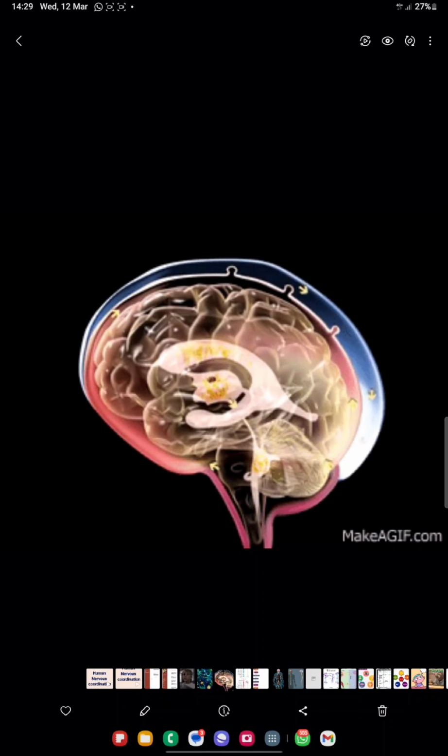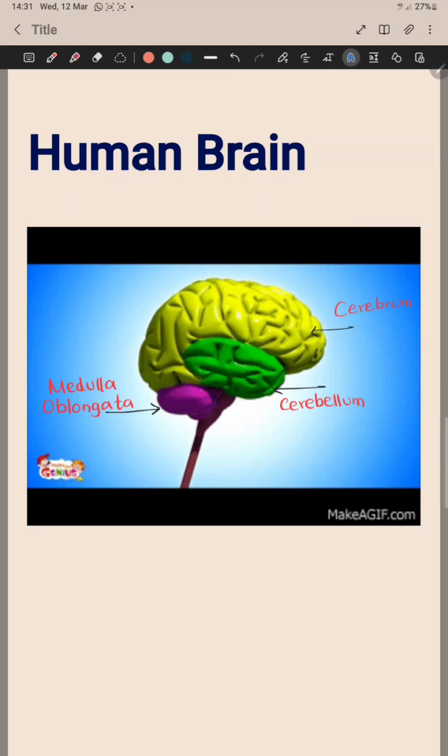In between the meninges, cerebrospinal fluid is present. This cerebrospinal fluid helps to provide buoyancy to the brain and spinal cord and absorbs shocks and jerks, and it protects against microbial infections and desiccation, and also protects from temperature fluctuation.